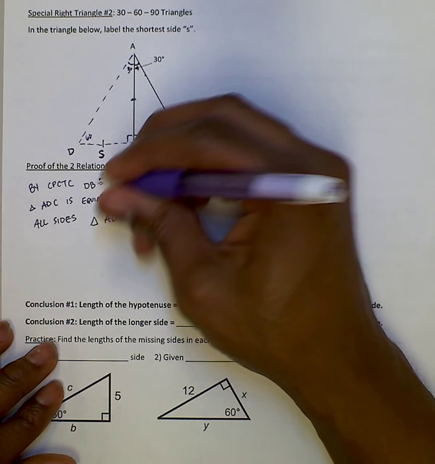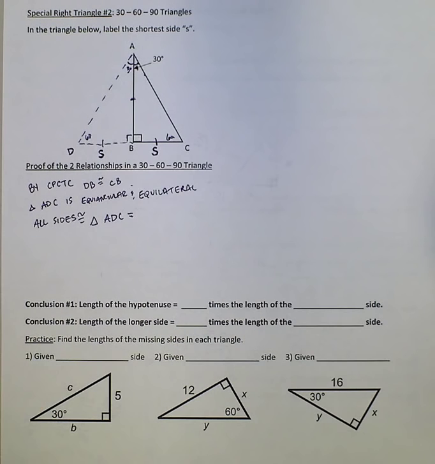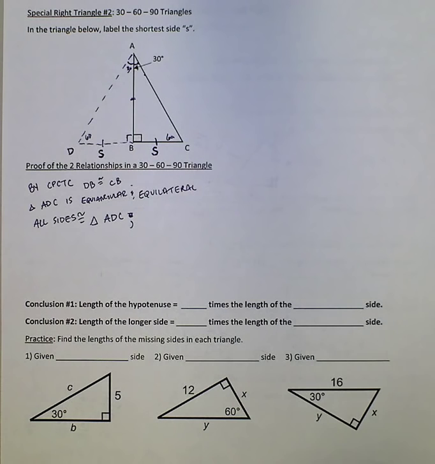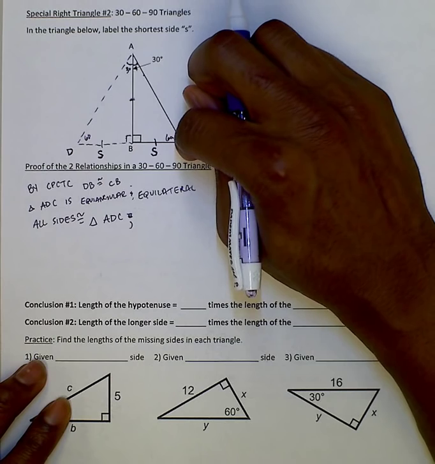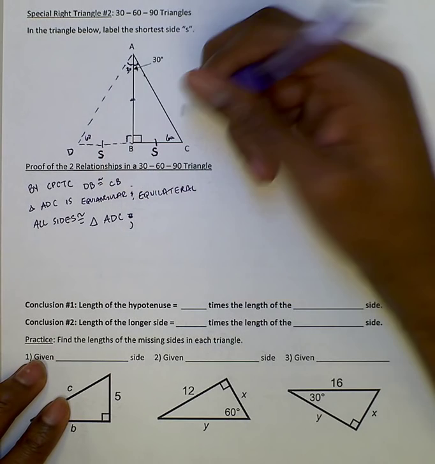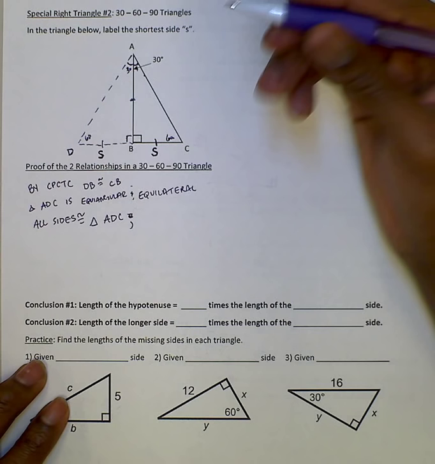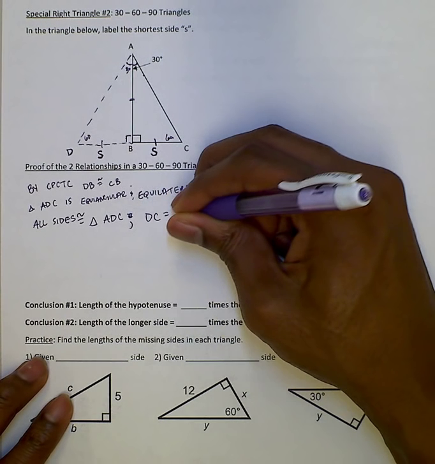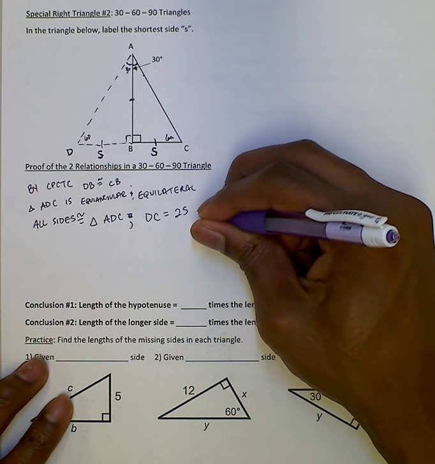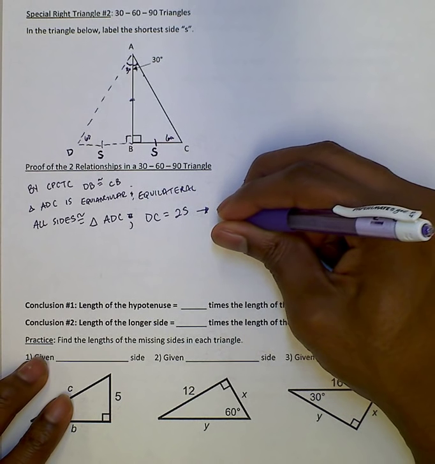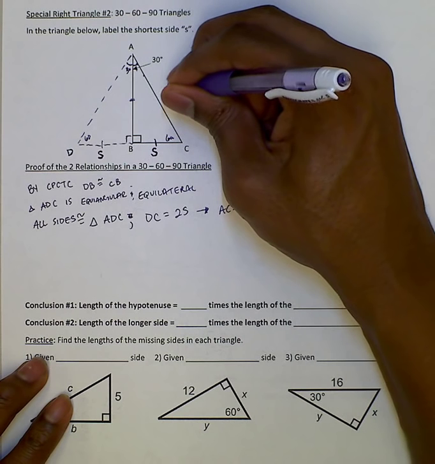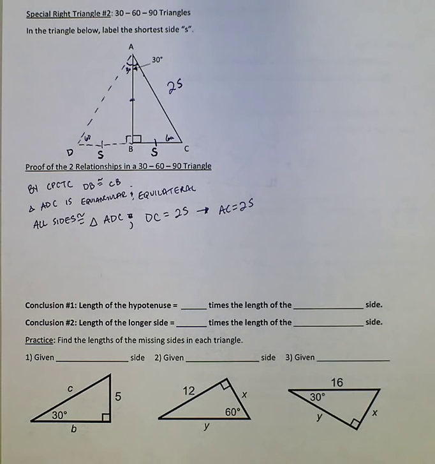All sides are congruent in triangle ADC, and so if we know one of the sides, we know all the sides. And we do know one of the sides. We know that DC is 2S. That means all the sides are 2S. So DC equals 2S, and for our reasoning here, it's important that AC is 2S. So this is 2S. All right, cool.